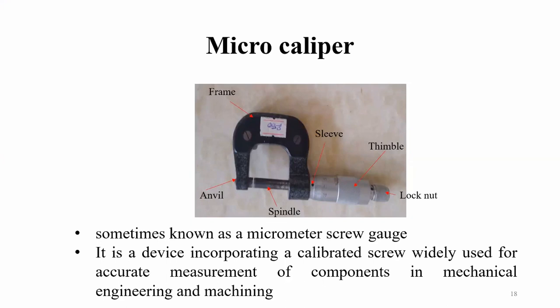This one is normally used to measure the diameter. For example, if you are going to use a bolt, you want to define the diameter. So this one is normally used to measure the diameter and thickness.